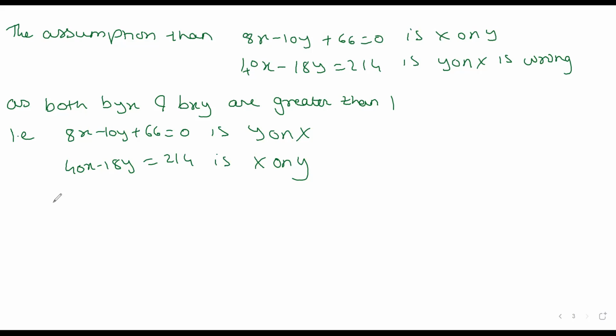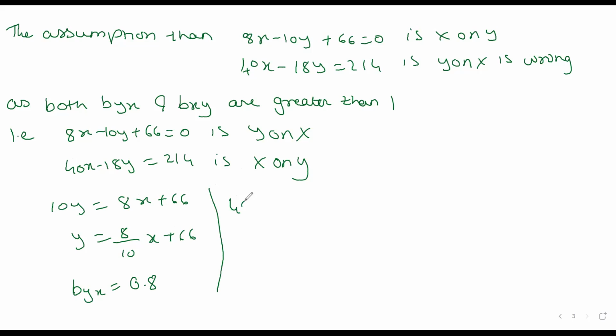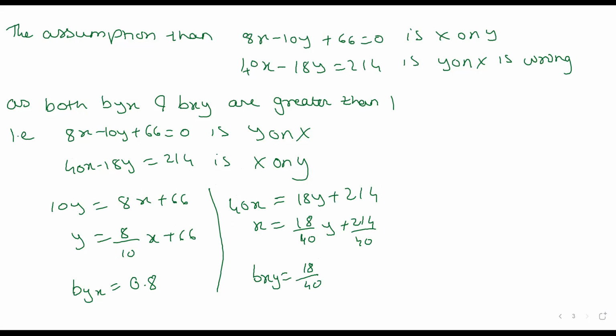So now we'll find out. If this is y on x, then 10y should be 8x plus 66. So y should be 8 by 10 x plus 66. So byx is 8 by 10, that is 0.8. And if this is x on y, then 40x is equal to 18y plus 214. X is 18 by 40 y plus 214 by 40. So bxy is 18 by 40, that is 0.45.